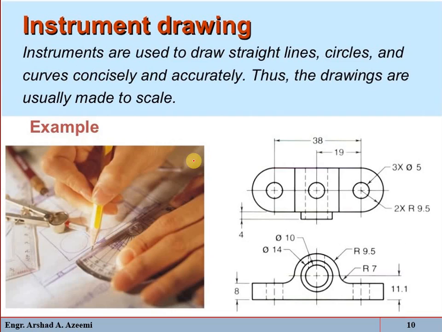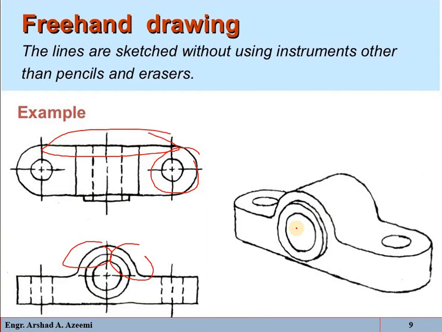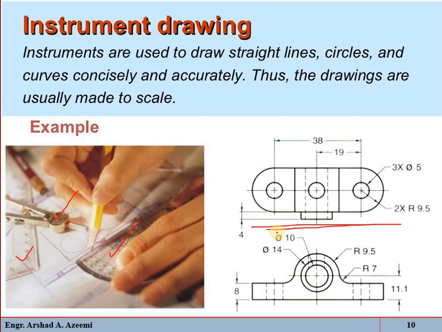Then we have instrumental drawing, for example if you are using a protractor, compass, divider, set square, T-square and other geometrical sets. You can compare the freehand drawing with the instrumental drawing. Here it has more accuracy and more finishing. Someone will clearly understand it. It is more attractive, more clearly visible, and each and everything is properly drawn.